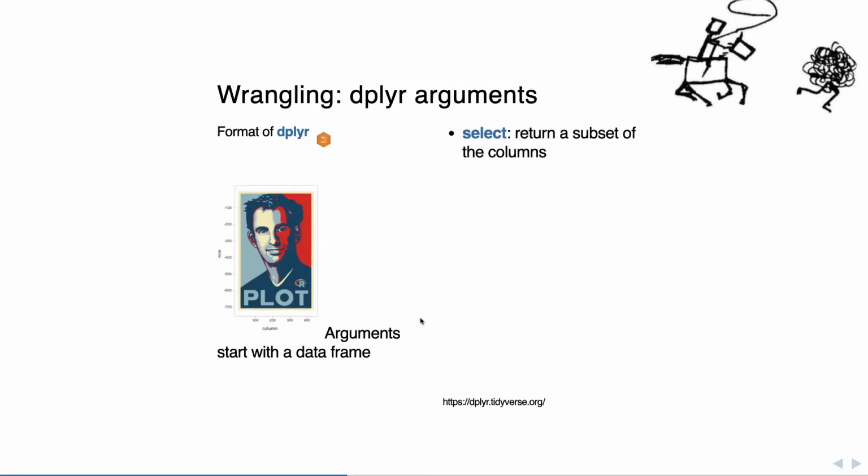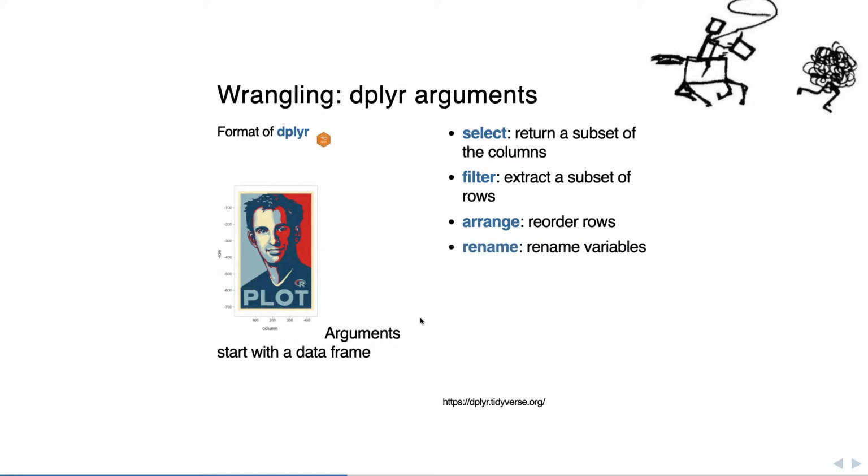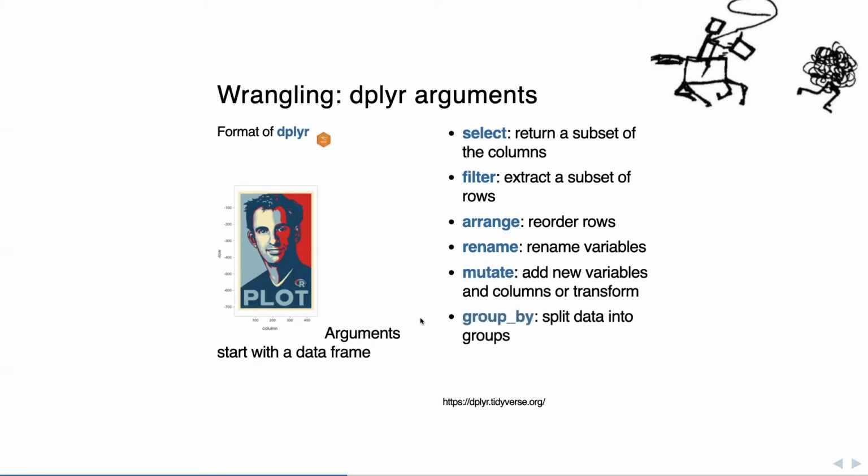We're going to use a few. There are many, and I recommend that you look into them and see how these could be useful for you. So select, these are the ones I use most commonly. Select returns a subset of columns. Filter extracts a subset of rows. Arrange reorders the rows. Rename renames the variables. Mutate adds new variables and columns. Group by can split the data into groups. And finally, summarize can generate tables of summary of the data. We're going to try all those.